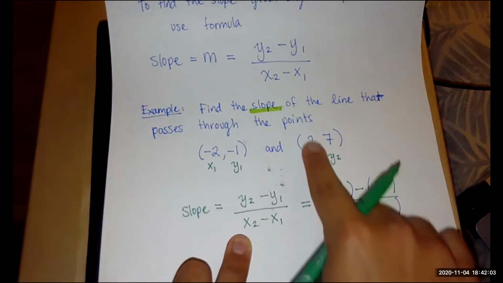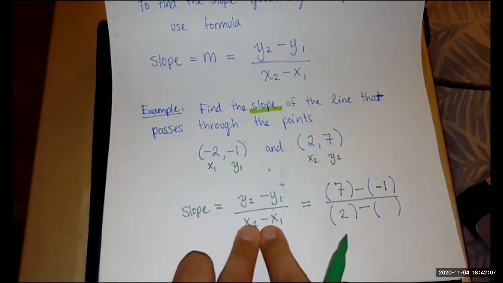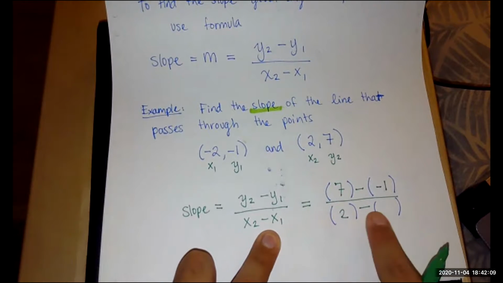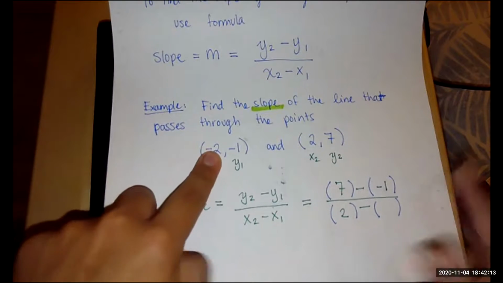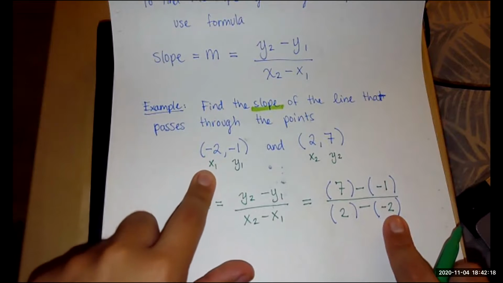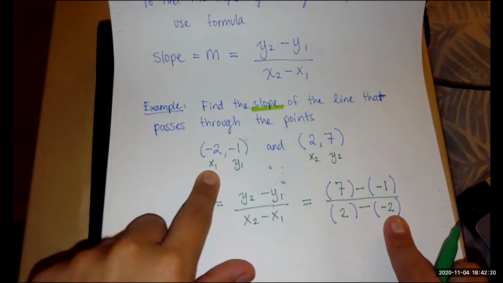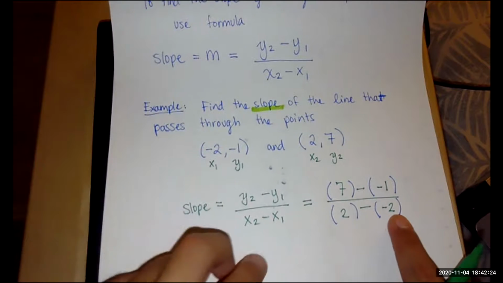Next, x2 is going to be this number 2. So I'm just going to plug a 2 right there. Minus x1. So I have minus x1 goes here. x1 is -2. So I'm going to put a -2 right there exactly because that's what x1 is. x1 is -2. So I need to put -2 there.